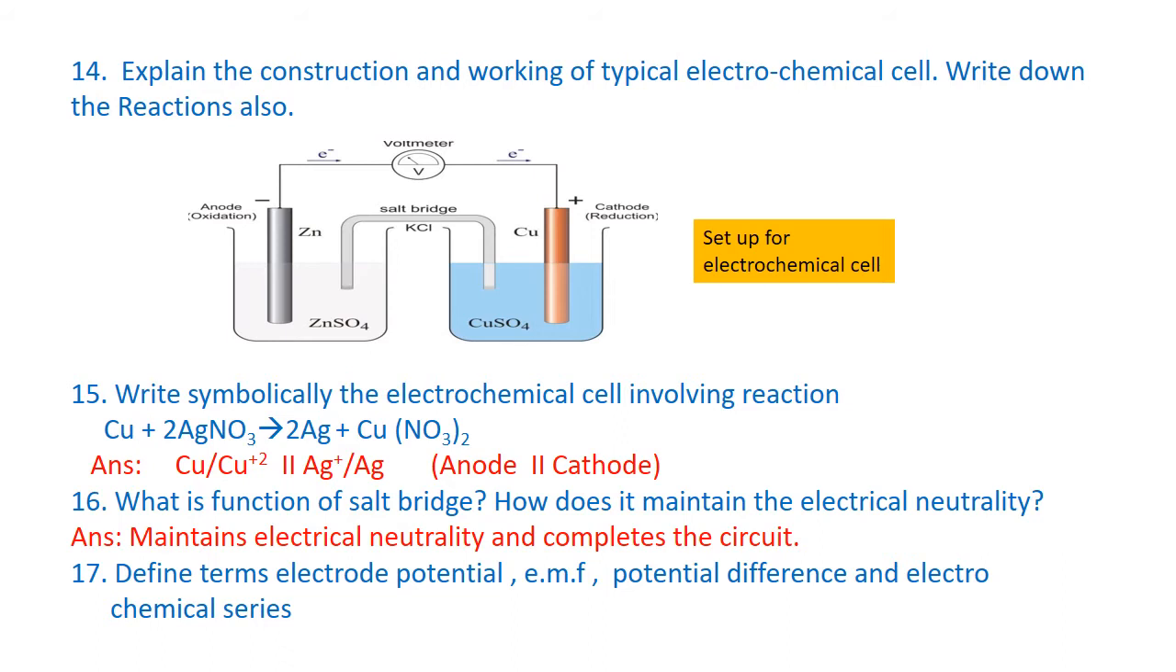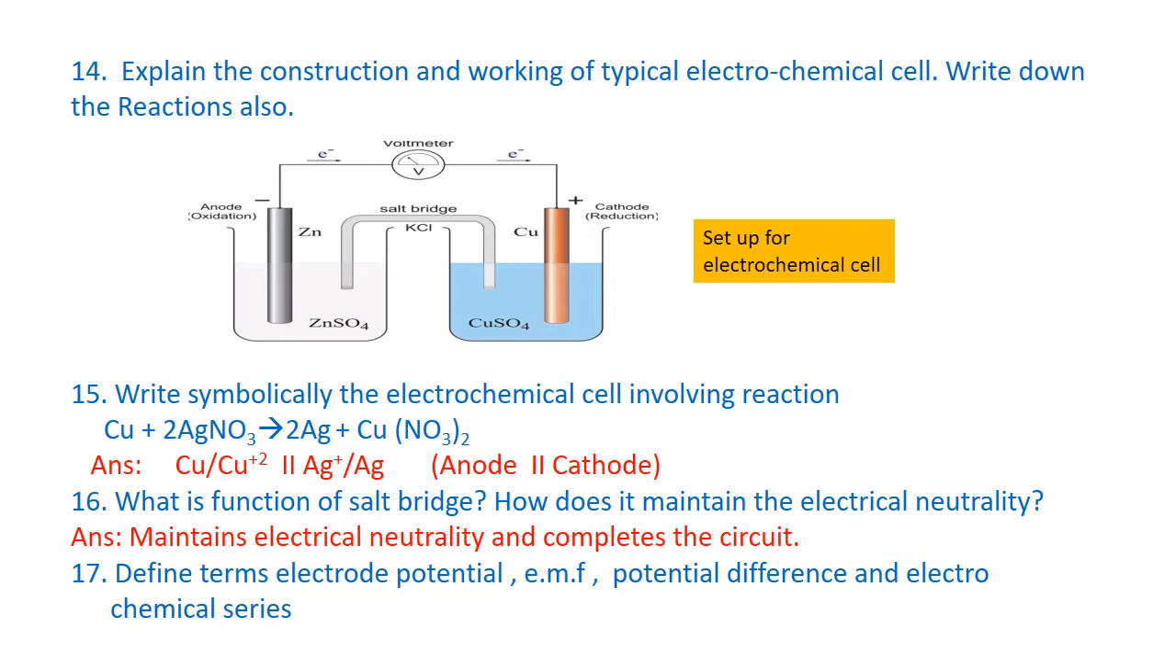When this circuit is complete, electrons in the external circuit move from anode to cathode, and in the internal circuit the flow of current is from cathode to anode through ions, and the salt bridge is linking the two half cells. Oxidation takes place at the anode in one half cell, and reduction takes place at the cathode in the second half cell. So the reaction at the anode will be zinc to zinc plus 2 conversion, and at the cathode it will be Cu plus 2 plus 2 electrons gives copper. So you have to remember this reaction.